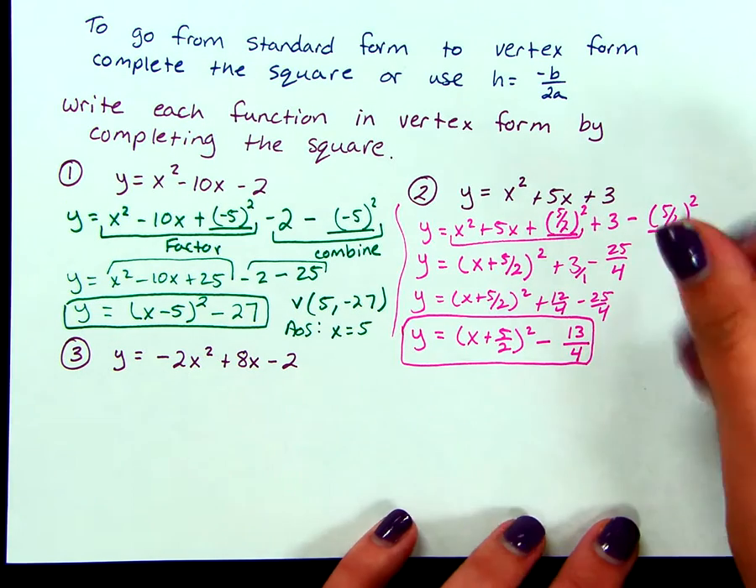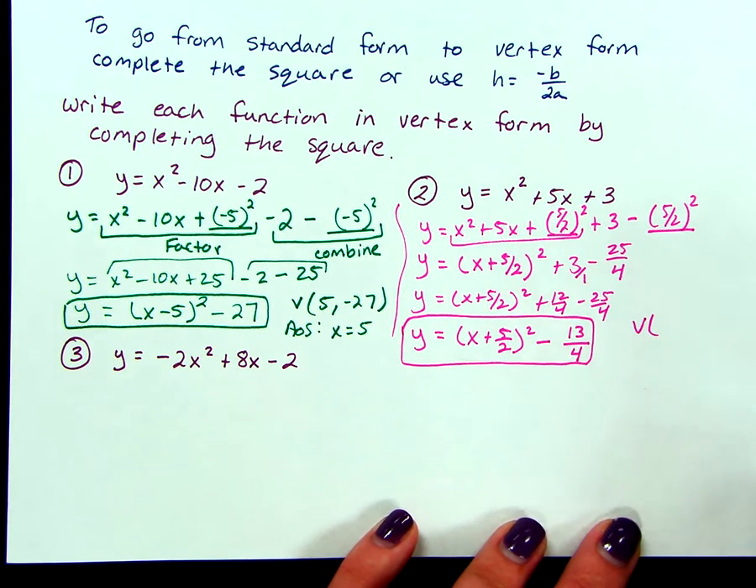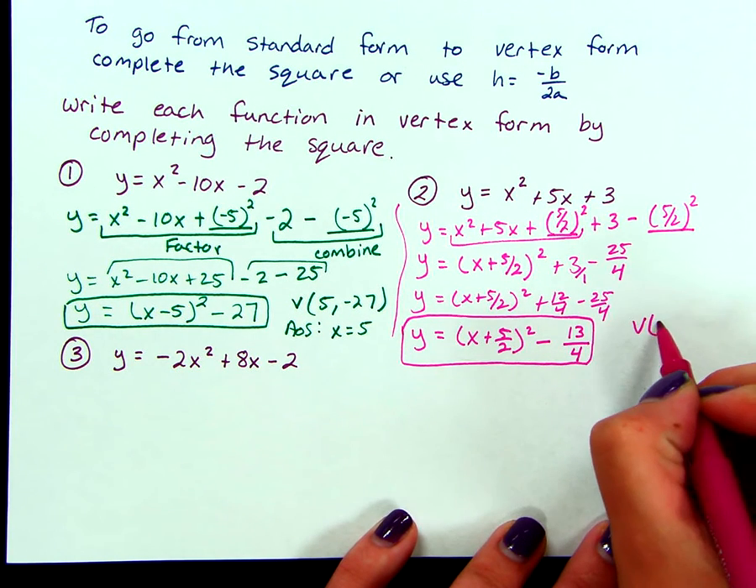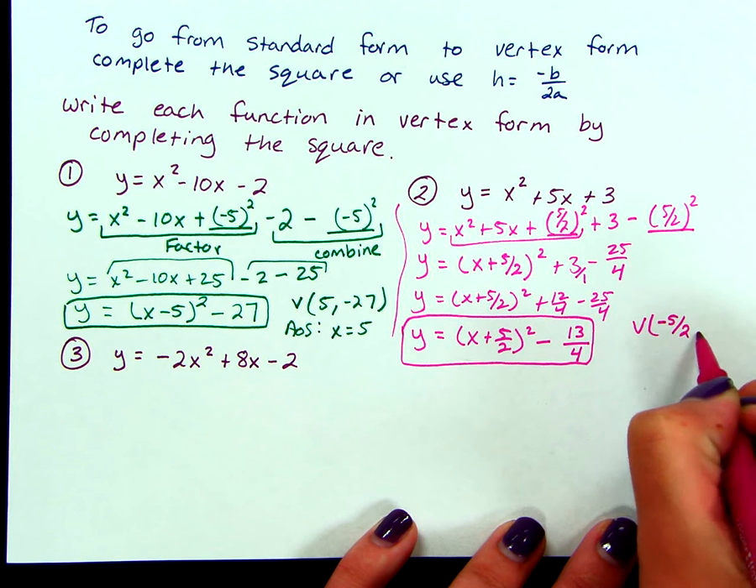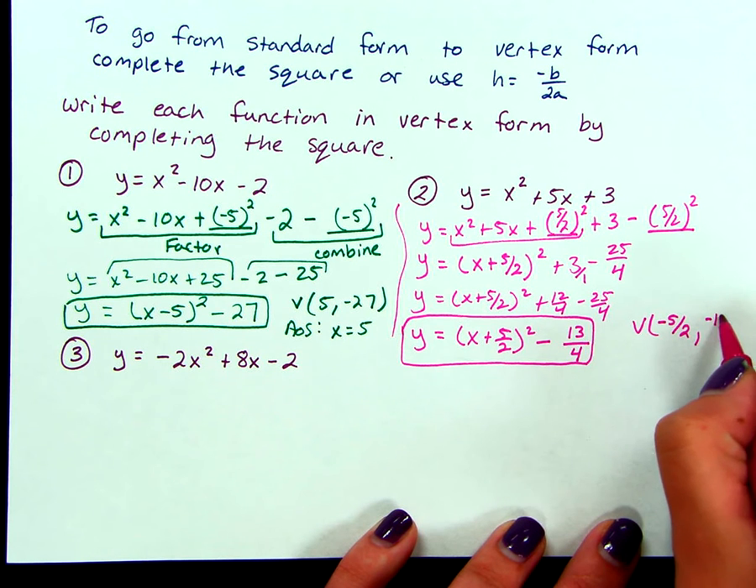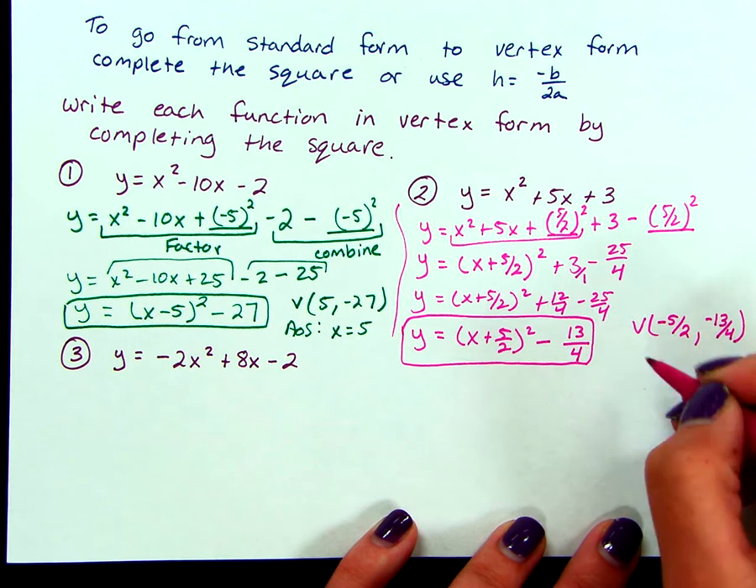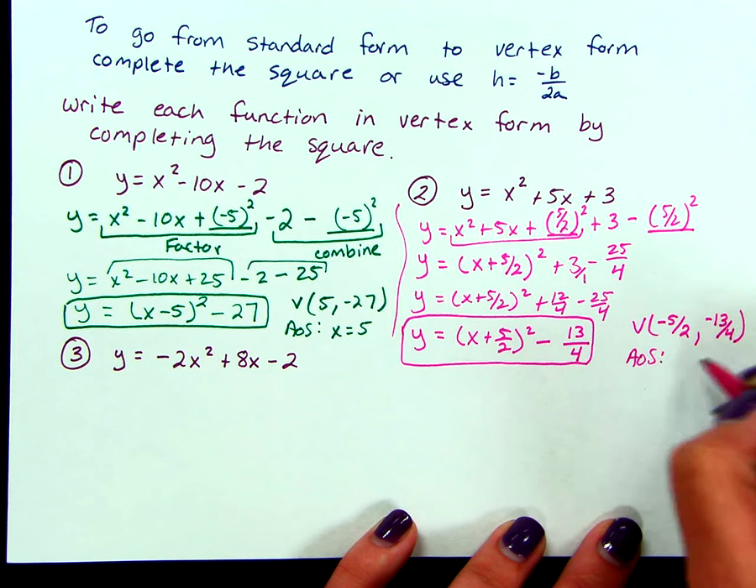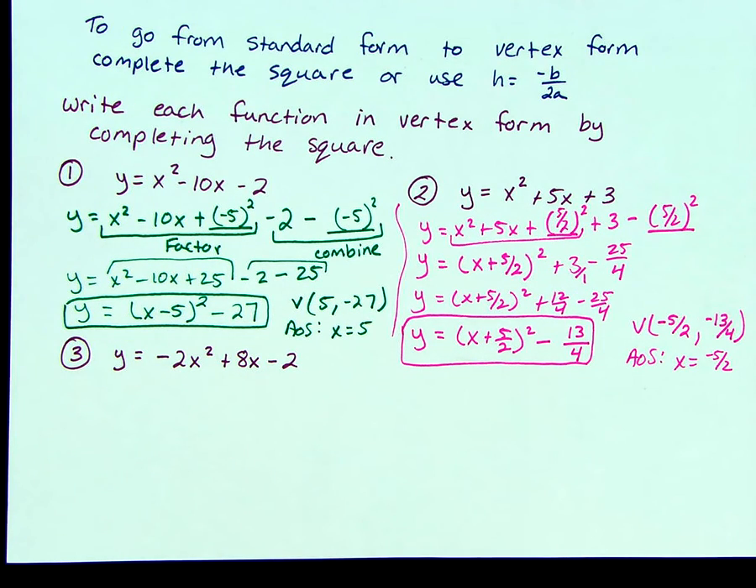And again, just as a review, the vertex for this problem is the opposite of the inside, so negative 5/2, and then the k value is negative 13/4. Axis of symmetry is x equals negative 5/2. So again, that's a line that goes right down the middle of the graph.